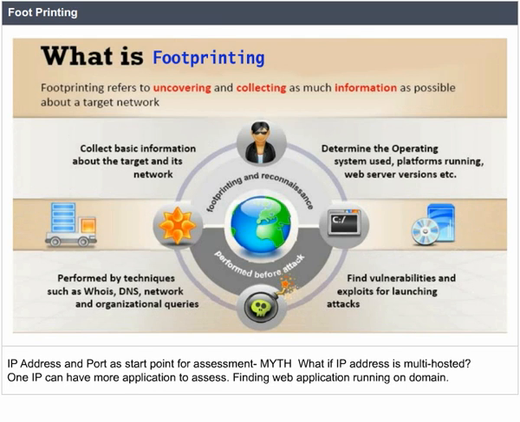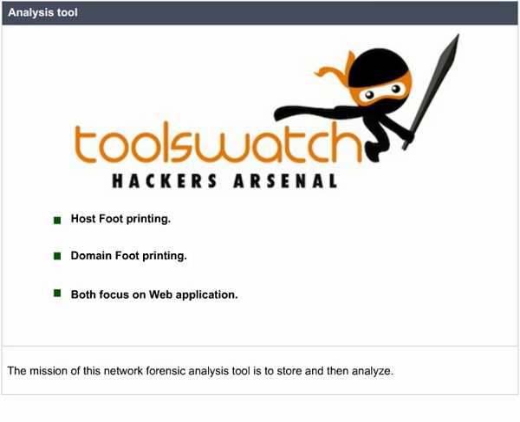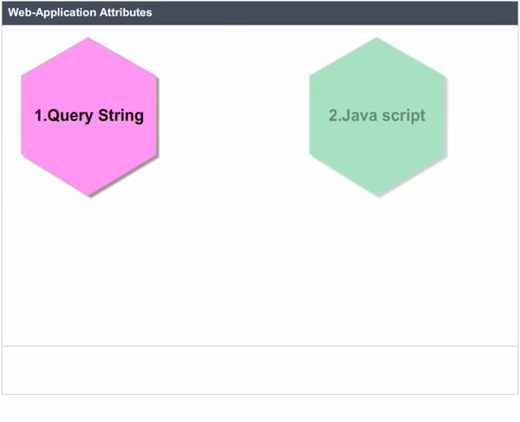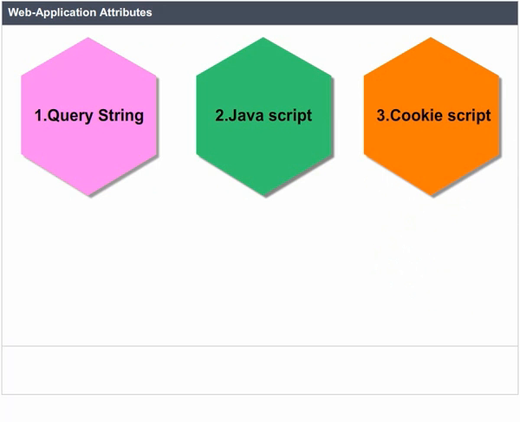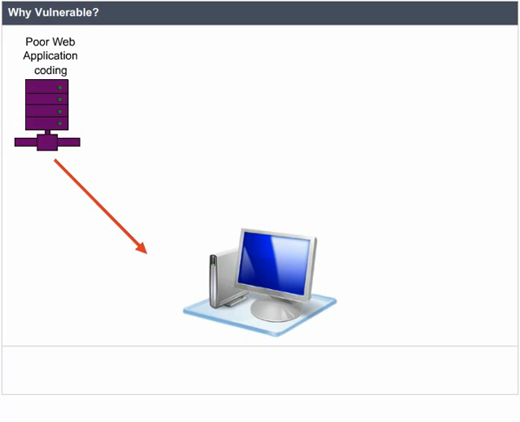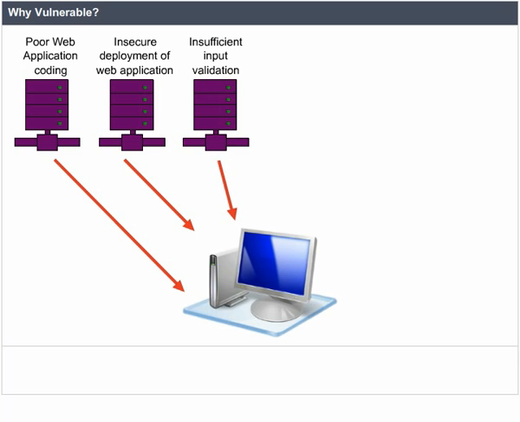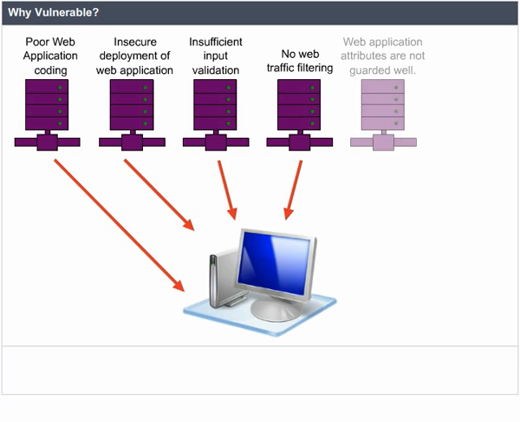Analysis tool. The mission of this network forensic analysis tool is to store and then analyze. Host footprinting, domain footprinting, both focus on web application, tools and methods. Web application attributes: query string, JavaScript, cookie script, paths to CGI bin, others. Why vulnerable? Poor web application coding, insecure deployment of web applications, insufficient input validation, no web traffic filtering. Web application attributes are not guarded well.